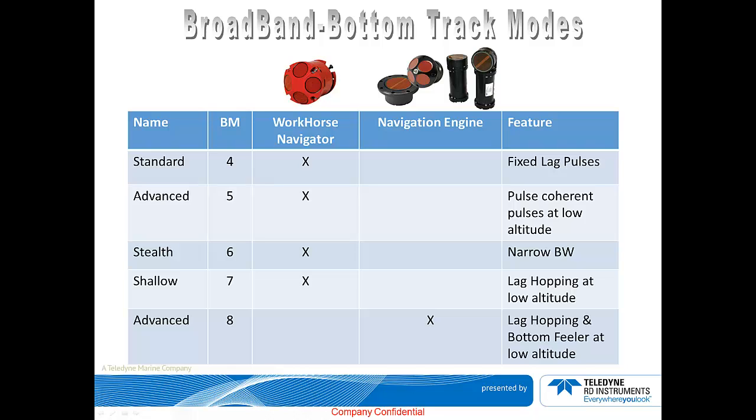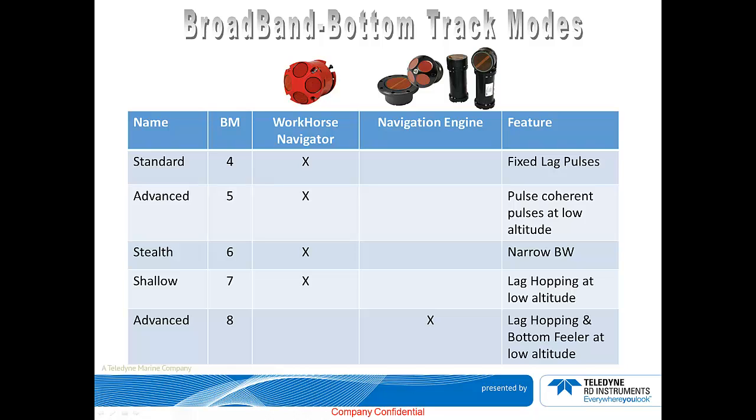This table is a summary of the different bottom modes available for the DVL. These are bottom mode 4, bottom mode 5, 6, 7, and 8. Bottom mode 4 is the oldest mode. Bottom mode 5 is an improvement over bottom mode 4, most especially when it comes to operating in lower altitudes. It is also the default bottom mode for a DVL.